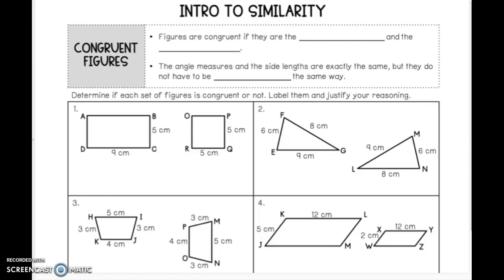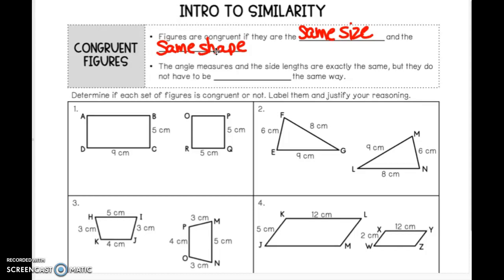So let's first start talking about the word congruent and what congruent figures are. Figures are congruent if they are both the same size and the same shape. So that means they are exactly alike, two things that are just alike.